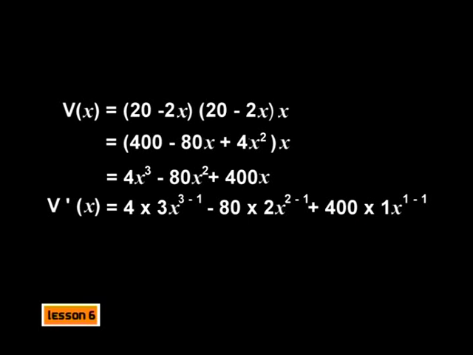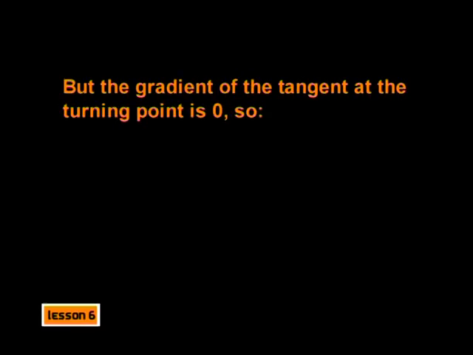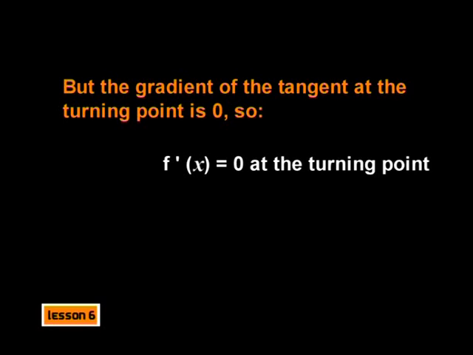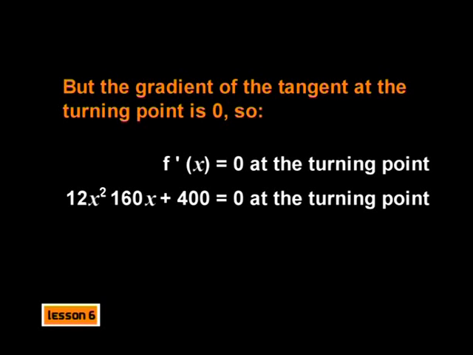Which can be tidied up to give 12x squared minus 160x plus 400. Cool. What's next? Well, we have been saying that the gradient of the tangent at the turning point is 0. So let me write that here. This gives a quadratic equal to 0, which I must solve.